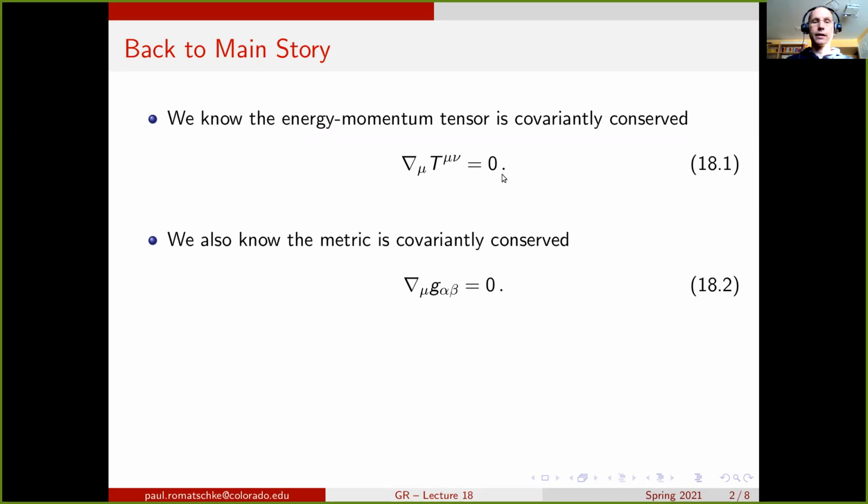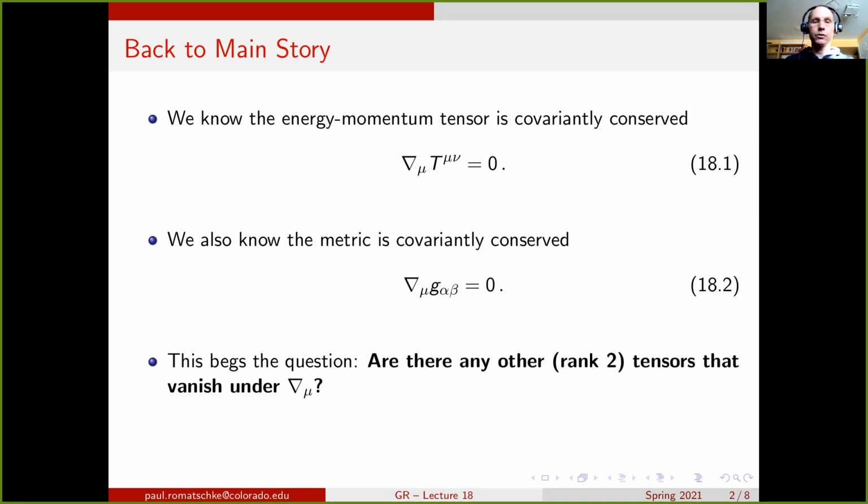We also found that there is a second statement, where the covariant derivative acting on the metric tensor is equal to 0. This is not strictly speaking a conservation law, but if we take one of these indices alpha to be equal to mu, we can write it in a form that appears similar to a conservation law.